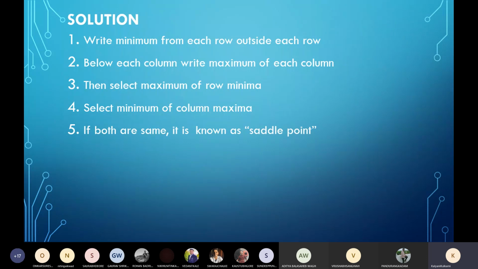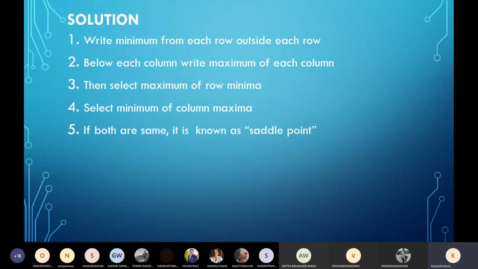So first, write all row minima values in front of each row. Then write column maxima values in front of each column. Then select the maximum out of the row minima. This is maximin. And select the minimum out of the column maxima. This is minimax.